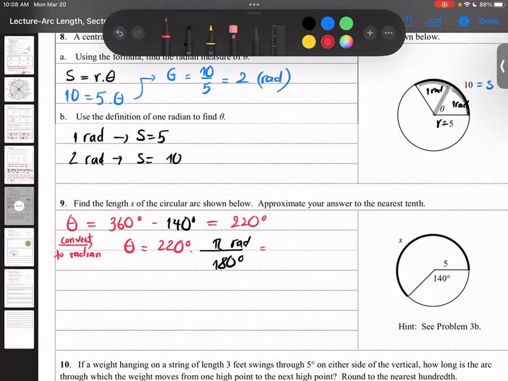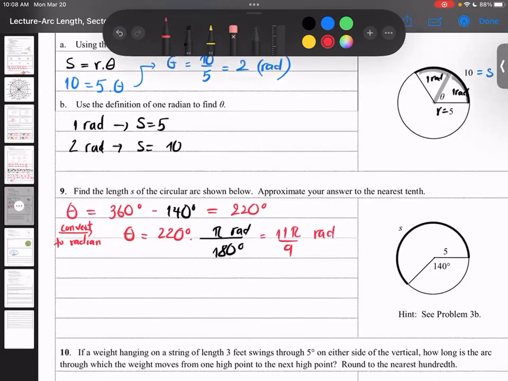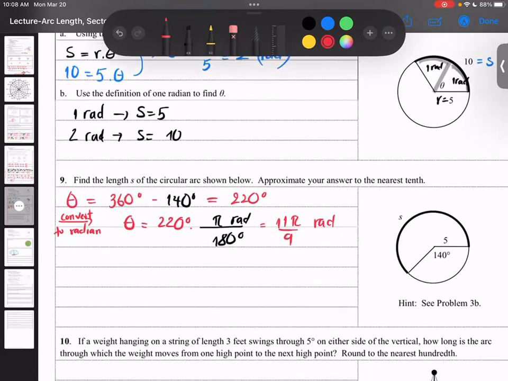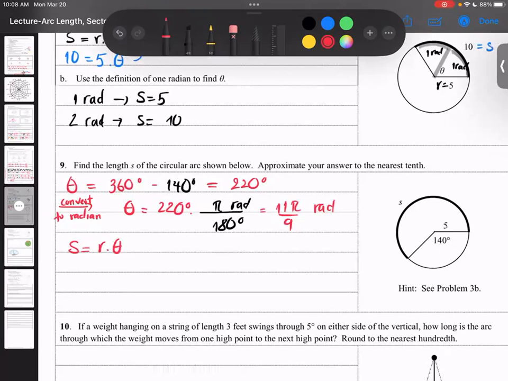And then so 11 over 9, right? Now you can start the formula. S equals R times theta. R is 5, theta is 11 pi over 9. So 55 pi over 9 radians.